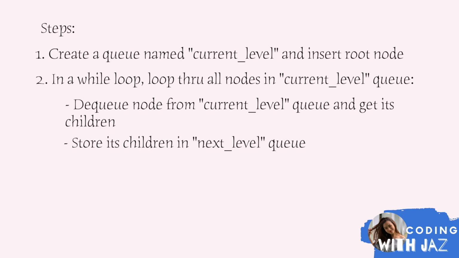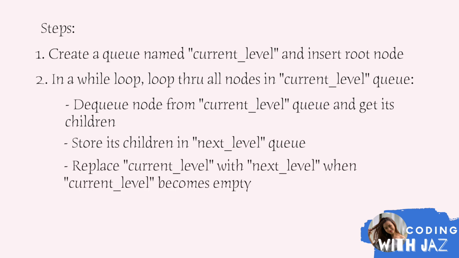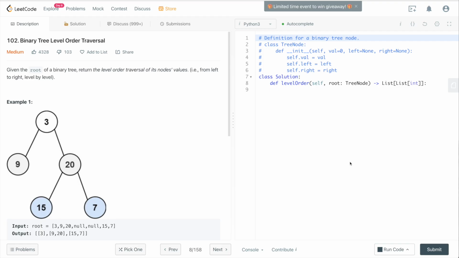And once you've traversed through all the nodes in your current level queue, you're going to copy the nodes in your next level queue into your current level queue and then repeat the while loop until you're on the leaf level, which is the bottom level of the tree, and then you're done with the traversal. So now let's take a look at how to implement this approach.